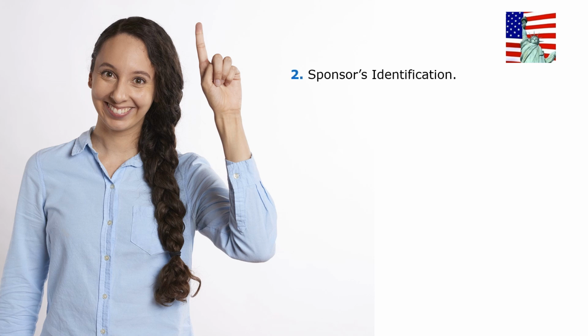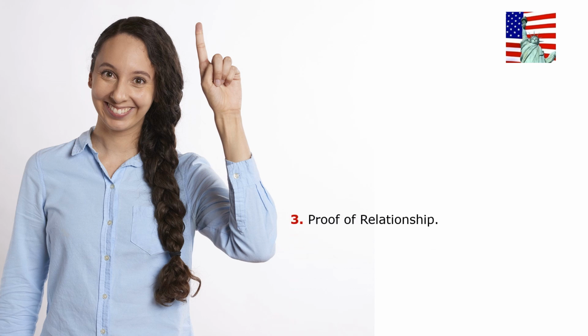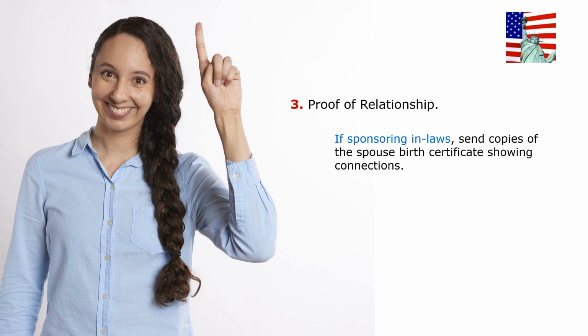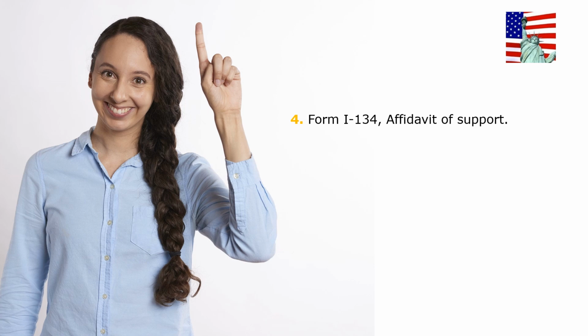Next is the sponsor's identification. This includes the sponsor's original birth certificate and driver's license. Then show proof of relationship. If sponsoring in-laws, send copies of the spouse's birth certificate, showing connections. If sponsoring relatives of the sponsor's spouse, send photocopies of the marriage certificate and spouse's birth certificate, anything that will show the relationship.